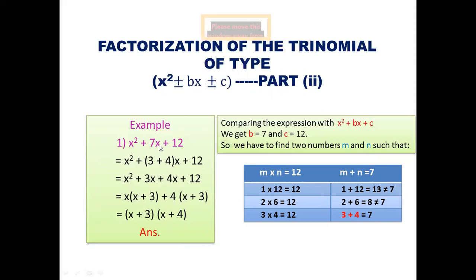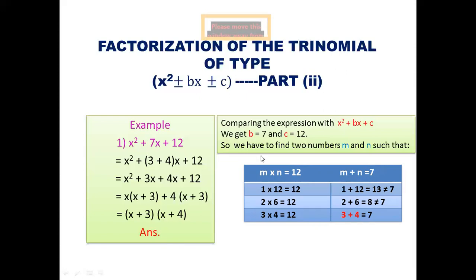And look, the first example is x square plus 7x plus 12, and when it is given to factorize, the middle term is 7, this we have to take as b, b equals 7, and this is 12, and we have to take it as c. And here when we multiply this m and n, at that time we have to get this 12, the product should be 12 and the sum will be 7.